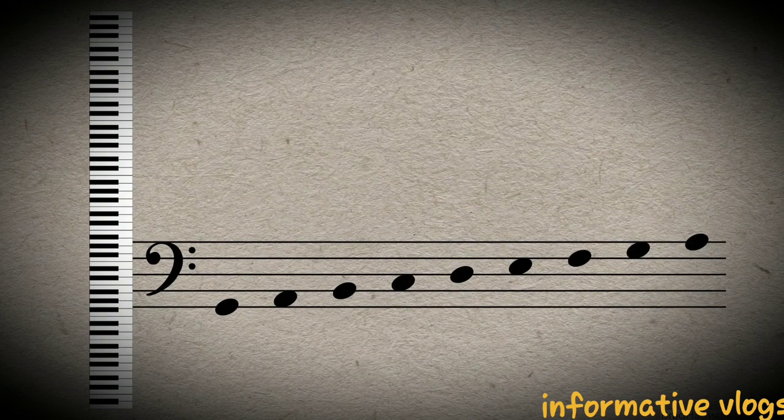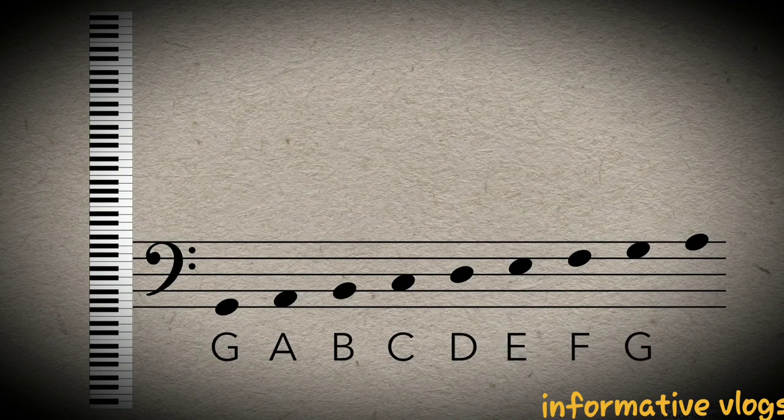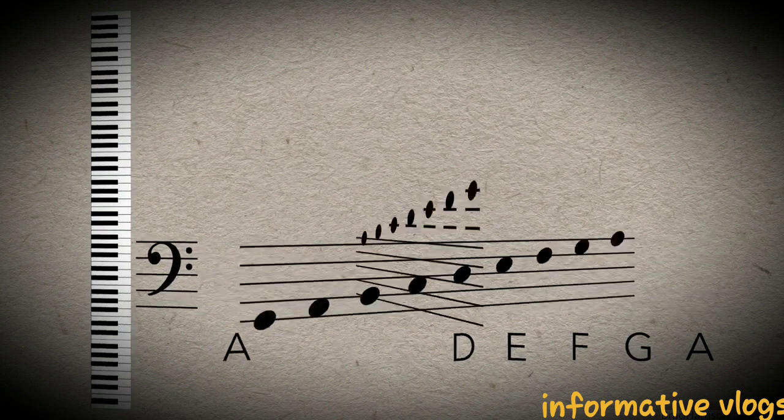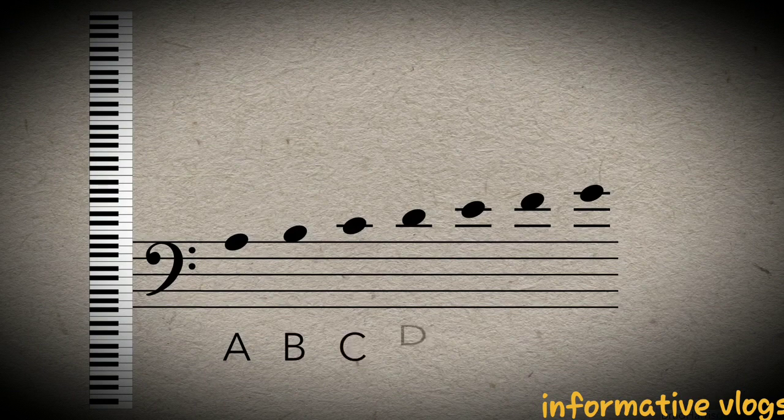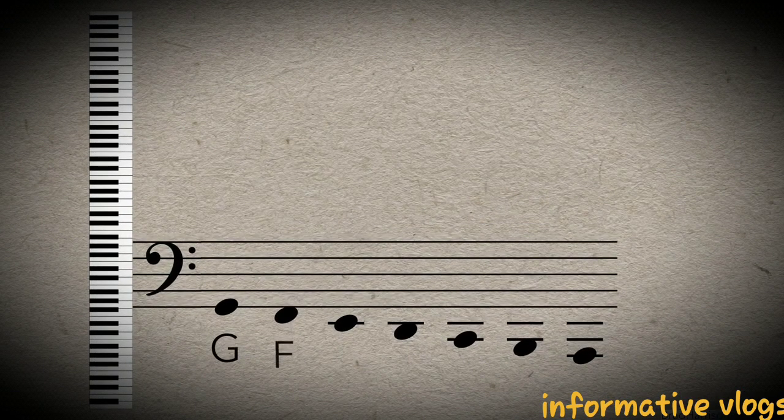Bass clef follows the same basic principles as treble clef, but lines up with the piano like this, so the notes are different. The bottom note of the bass clef is G. As you go up the staff, you get the next note in the musical alphabet: A, B, C, D, E, F, G, and A. To go higher, we just add more ledger lines above the staff following the musical alphabet forwards. And to go lower, we add ledger lines below the staff and follow the musical alphabet backwards.